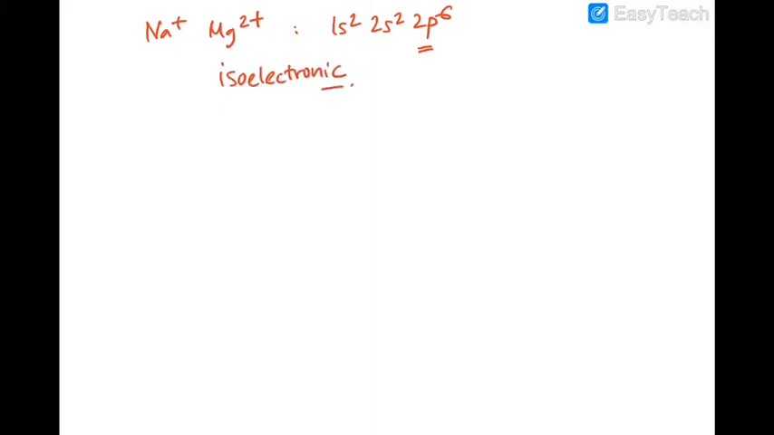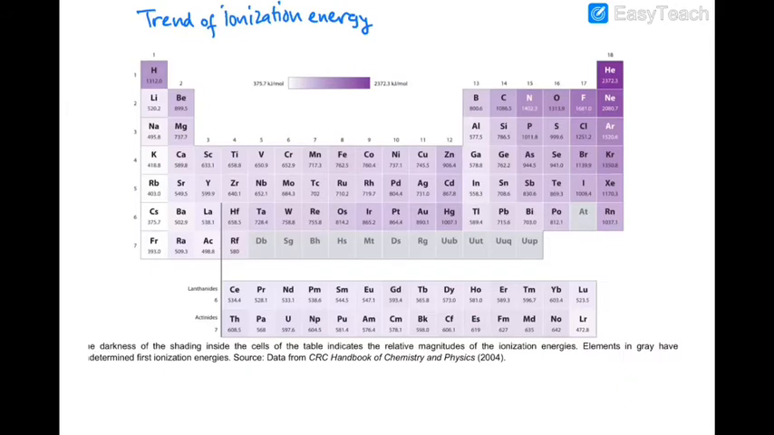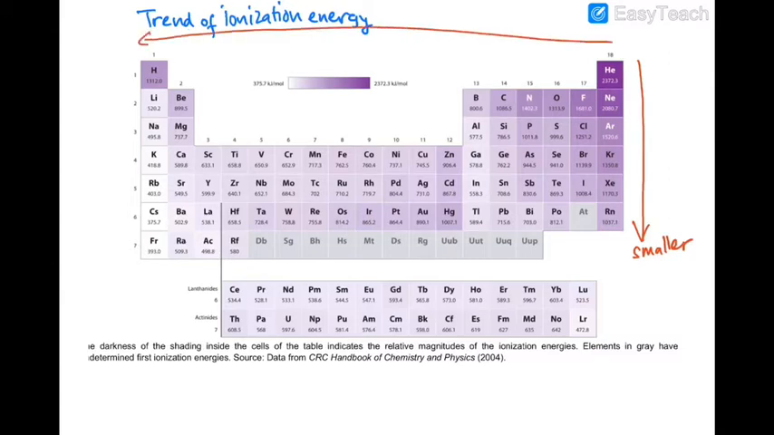Since both sodium plus and Mg2 plus have this electron configuration, we call them isoelectronic because they have the same number of electrons. The trend for ionization energy is the exact opposite of the radius. So down the group, it becomes smaller or it decreases.